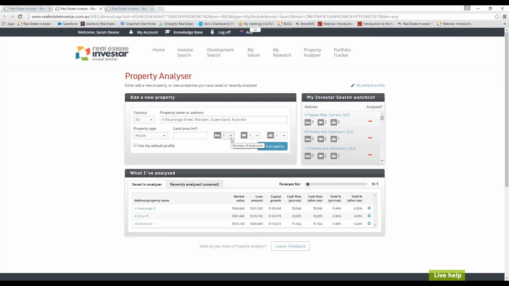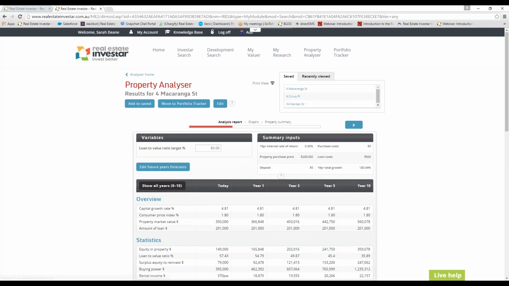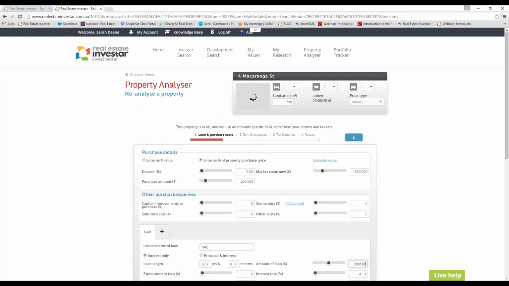After selling the 2 blocks of land for $220,000 each, we now only owe $200,000 on that front house. So we're going to put that property into our analyzer so that we can understand whether or not it's going to be valuable for us to hold on to that.